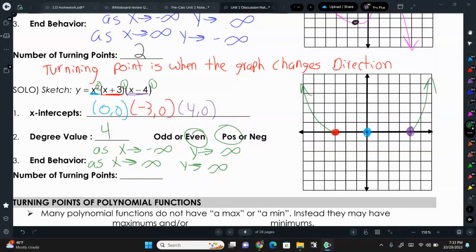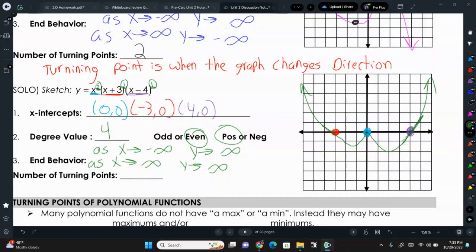Now the red 0, negative 3, 0, has a multiplicity of 1, an exponent of 1, which is odd, so we cross the x-axis there. We come back up and touch the intercept at 0, 0. That intercept has a multiplicity of 2, which is even, so we come back down. And then we come back up and touch the purple 0, which has a multiplicity of 1. So we cross, because 1 is odd, and we go through it.